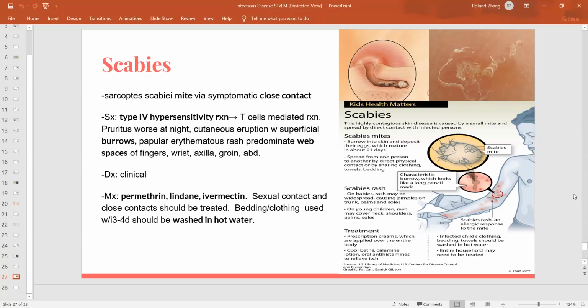And generally you find them at the webs of the fingers or toes. You can also see them in the axilla and the groin as well. You diagnose it clinically by symptoms, and you treat this with permethrin, ivermectin, and avoid sexual contact and wash everything in hot water.